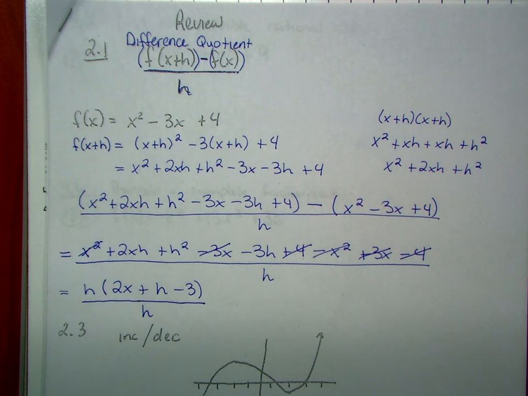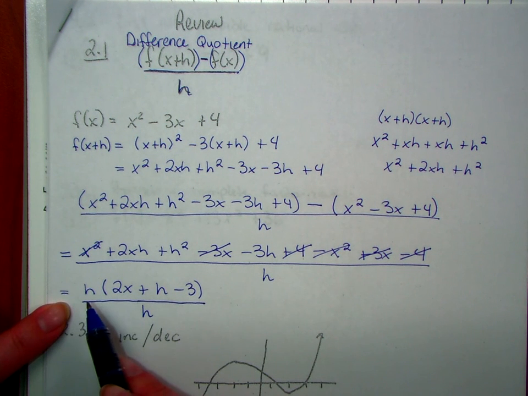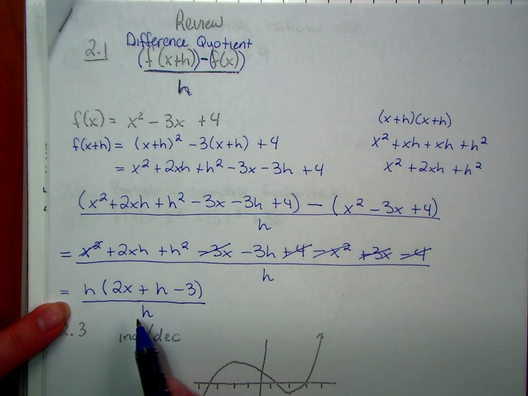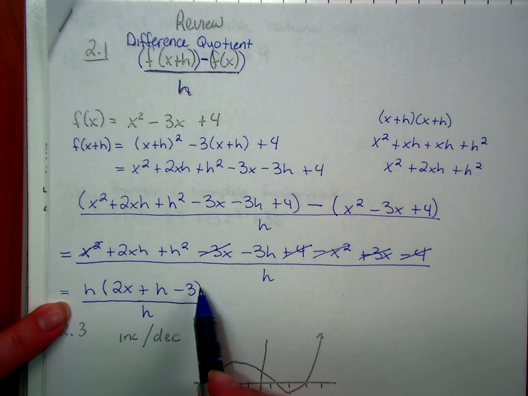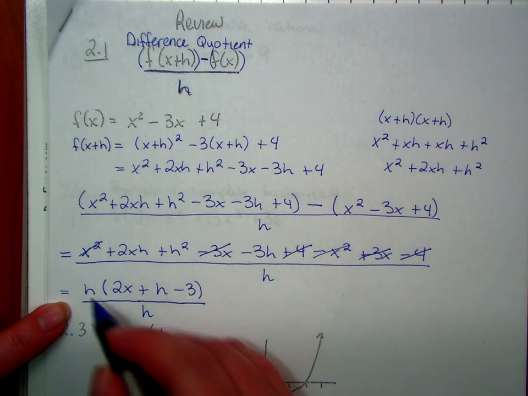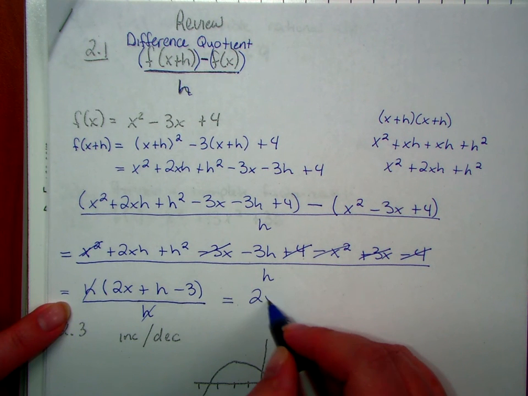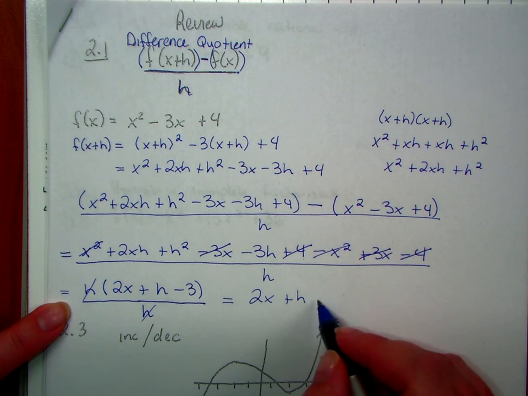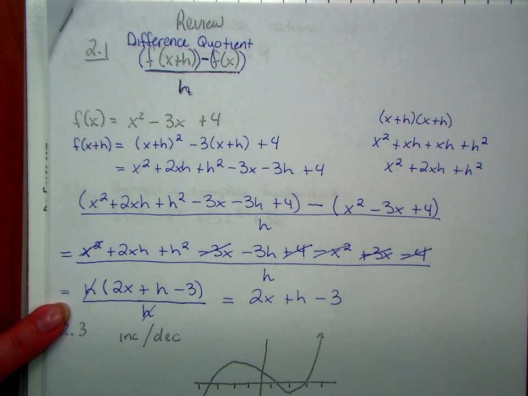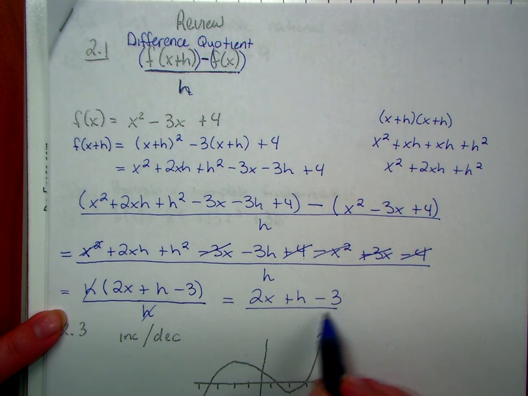All right, so we have this fraction now. The h that we factored out will cancel with the h in the denominator. We can't cancel inside the parentheses. It has to be the one on the outside. So after we do that, we get a simplified form of the difference quotient, 2x plus h minus 3. Okay, and this would be the final answer.